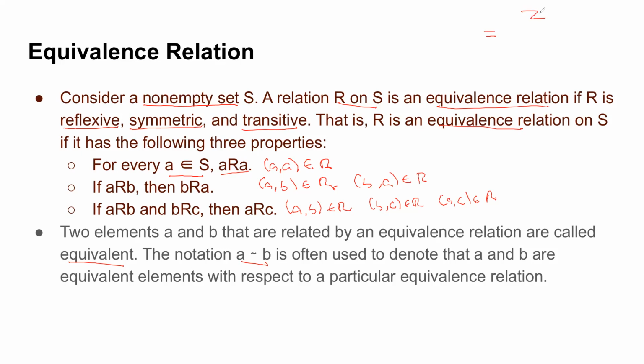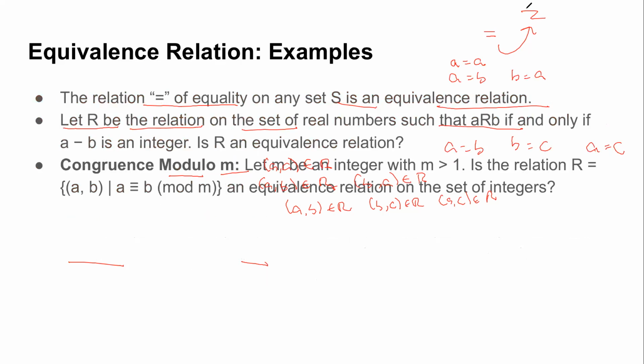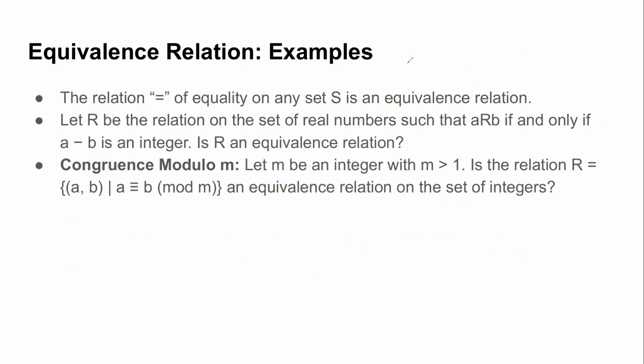Suppose on integers. Is the equal to relation an equivalence relation on integers? It is, right? Because A is equal to A. If A is equal to B, then naturally B is also equal to A. If A is equal to B and B is equal to C, then we know A is equal to C. So equal to is a very trivial equivalence relation. Okay, let us see some more relations.